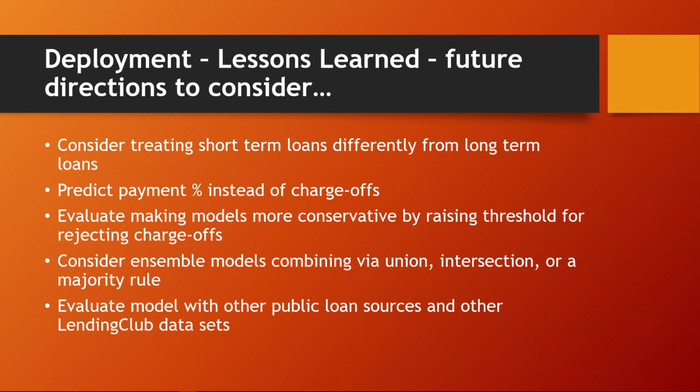Next, we would want to look at the ways to make the model more conservative by raising the threshold for rejecting charge-offs. Essentially, this would have allowed us to cast a wider net, getting more customers while still benefiting from the improvement of our models in predicting the bad loans. Next, we would want to consider ensemble models that could be found by combining our existing and possible other models. We would then look at unions, intersections, or perhaps a majority rule combination of our solution sets. Finally, we could evaluate our predictive models against other data sets that were public, as well as start looking at more recent loan data from LendingClub to see if we continue to have an improvement over their existing loans.